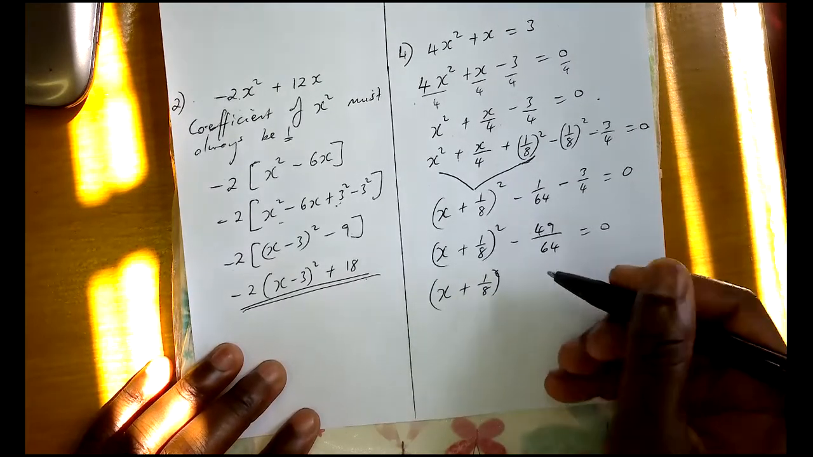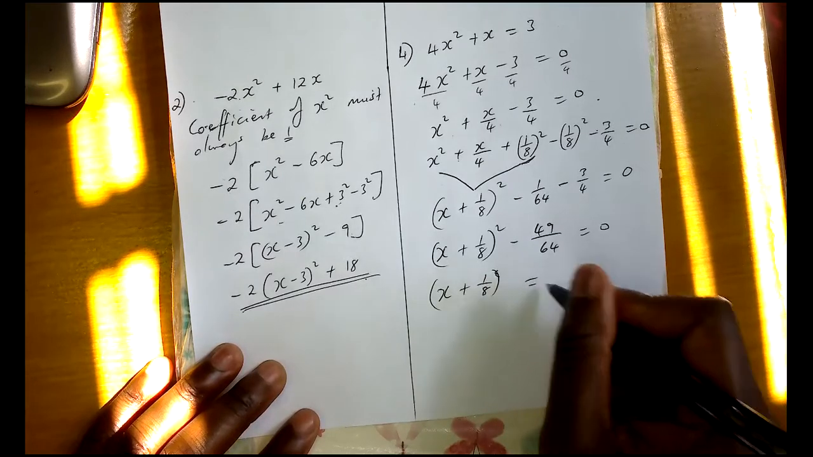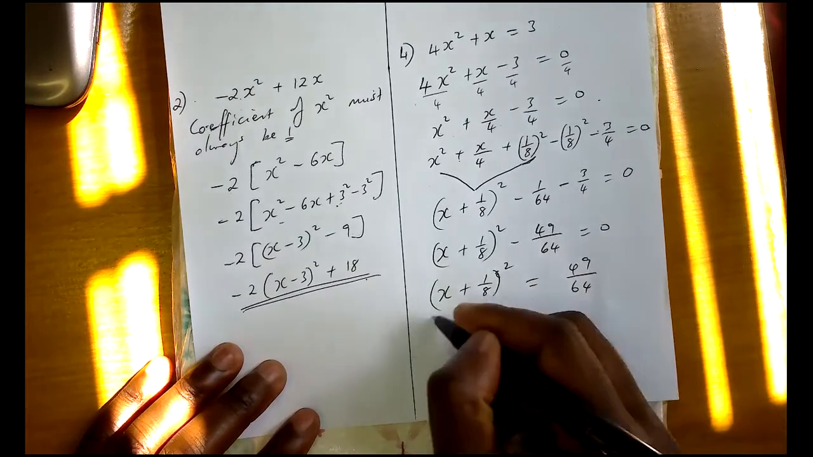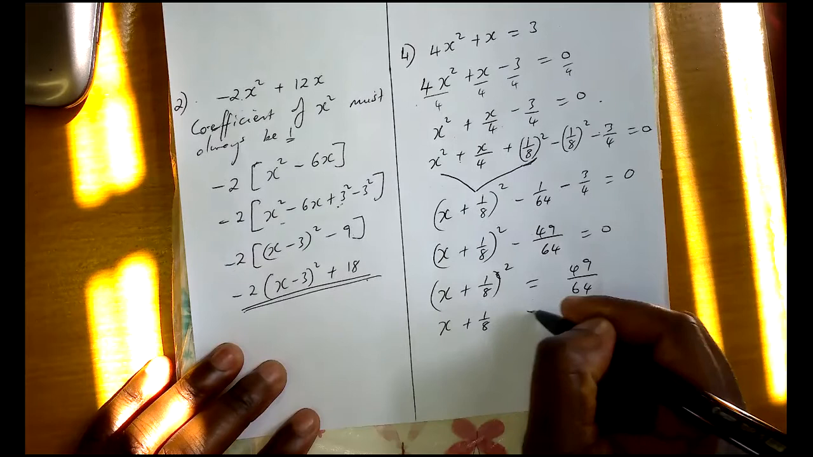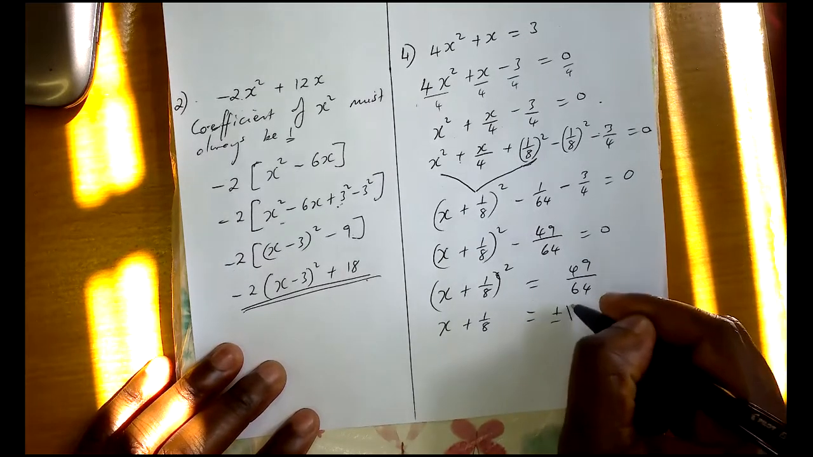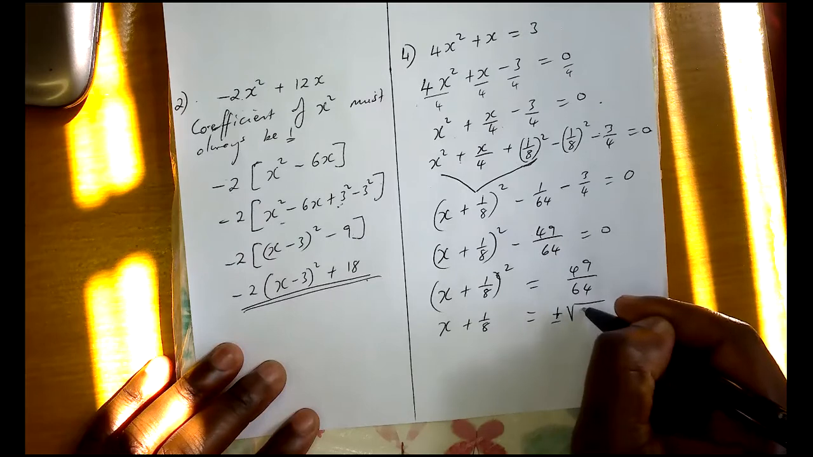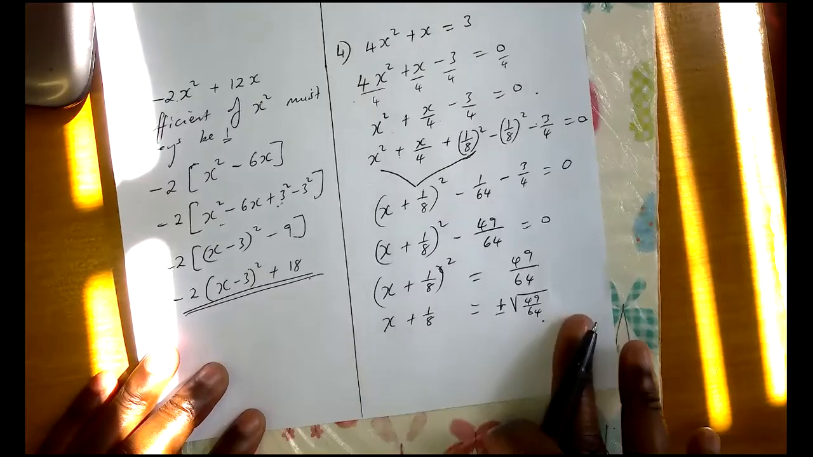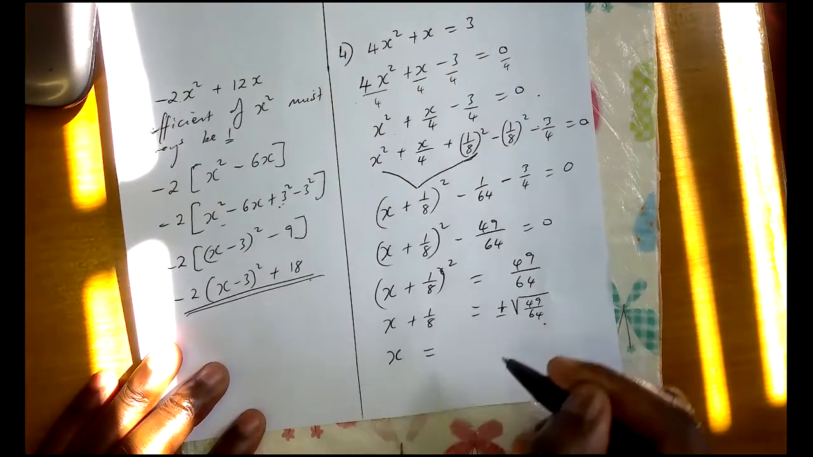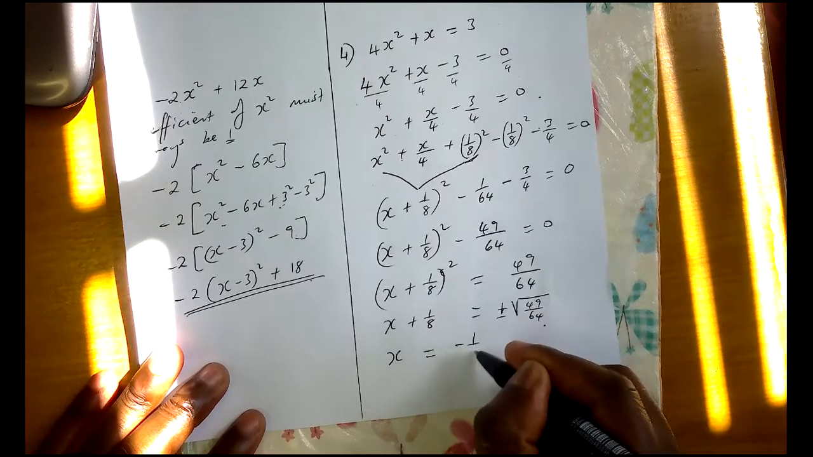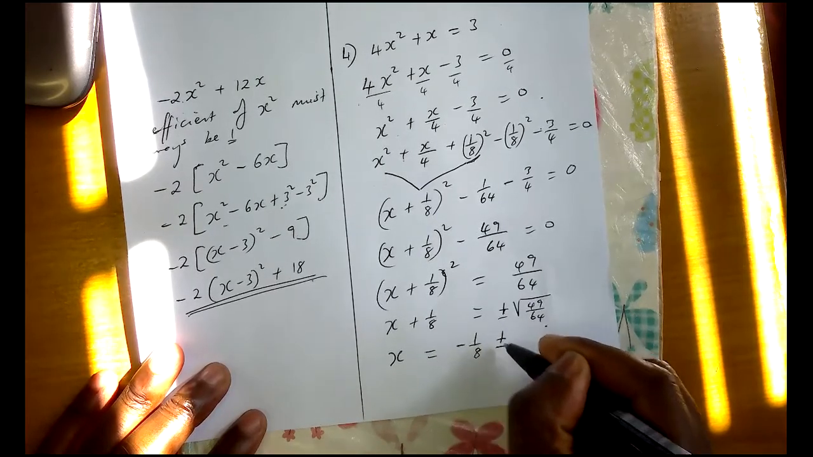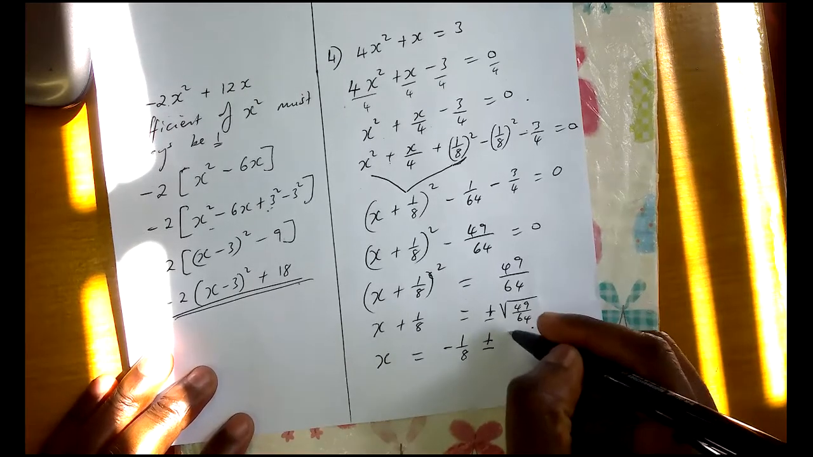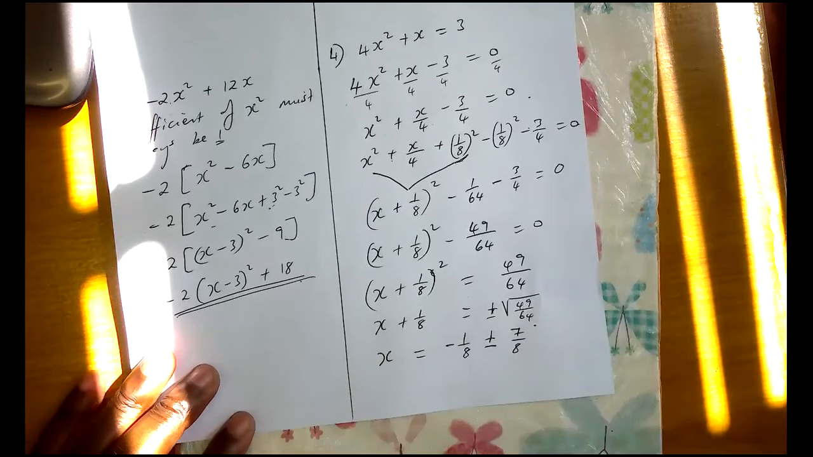It's going to be x plus 1 over 8 equals 49 over 64. Then x plus 1 over 8 is equal to plus minus square root of 49 over 64. Then our final answer is going to be x equals negative 1 over 8 plus minus root of 49 over 64, which is 7 over 8.